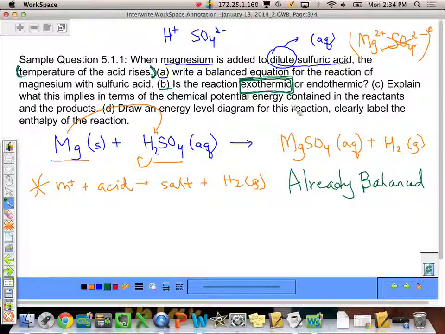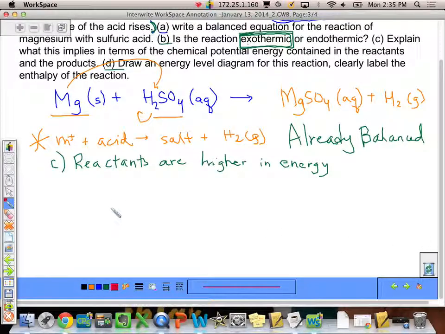Part C says, explain what this implies in terms of the chemical potential energy contained in the reactants and the products. And all that's saying is that the reactants have a higher energy than the products. Let's write that out here. Reactants are higher in energy.